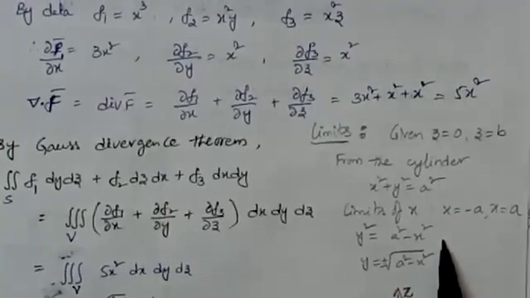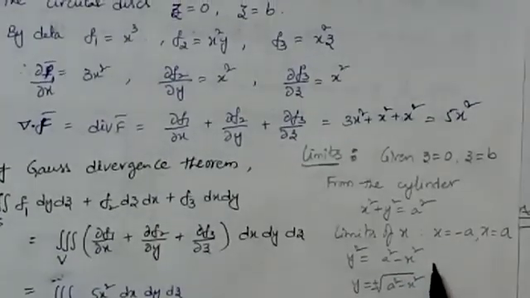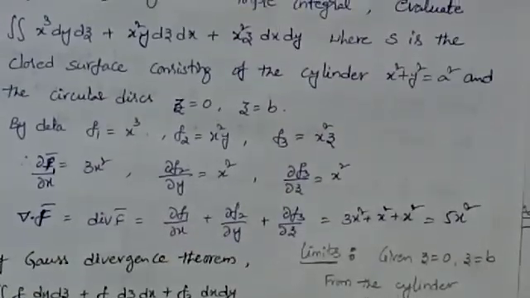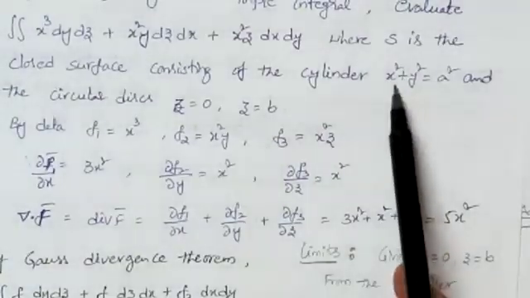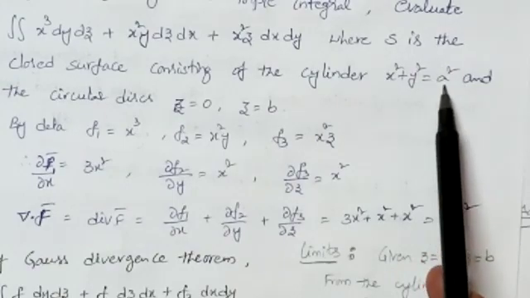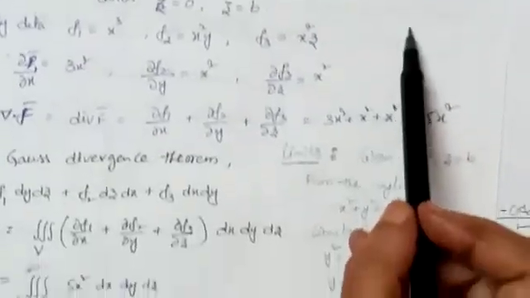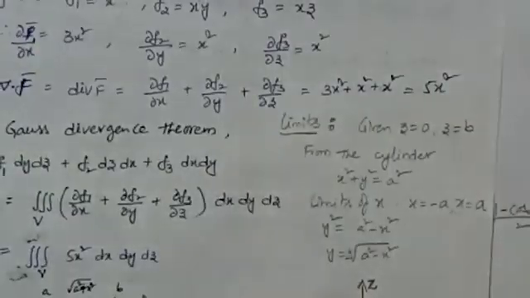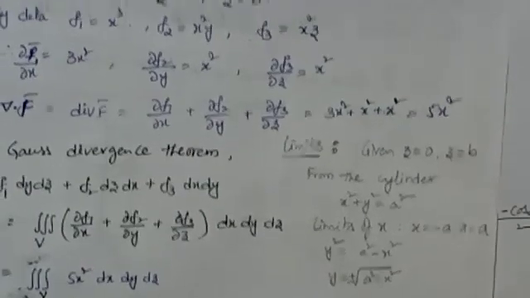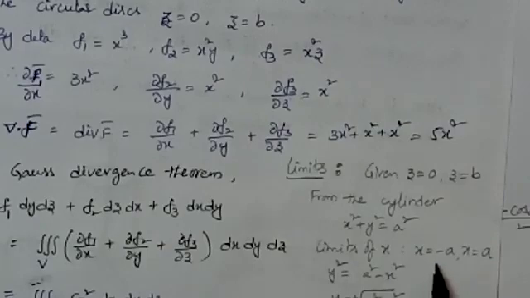Here the x limits will be from the radius. From the cylinder, x square plus y square is equal to a square, so a is the radius. If you take the radius of this circle, what are the lower and upper limits? That is plus or minus a. So the x limits are from minus a to a.